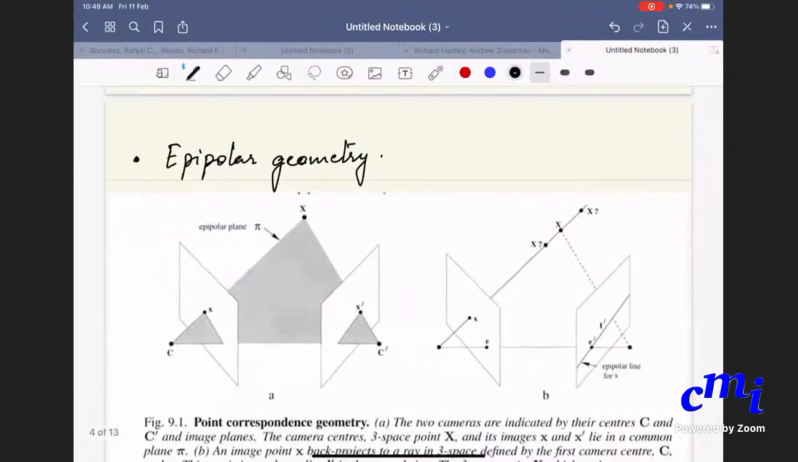So you have the camera 1 here. Always in these pictures we will refer to the first camera as the camera on the left, and the camera on the right as the second camera. Just to fix a notation, nothing else. So this is our first camera on the left, second camera on the right. Now suppose you are looking at this scene point. So this point is a scene point.